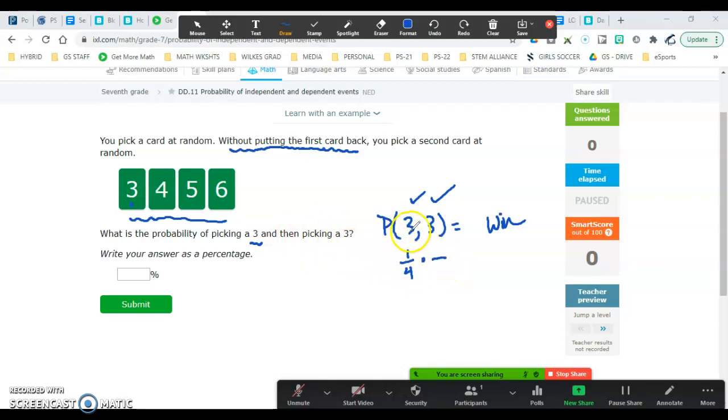Well, this assumes we picked the 3. So if I picked the 3, I took it out and I didn't put it back in. Now, what is the chance of picking a 3? Well, there's only 3 cards left. And of those cards, how many of them are 3s? That's right. There are no 3s left. So multiply this together. 1/4 times 0 is 0.